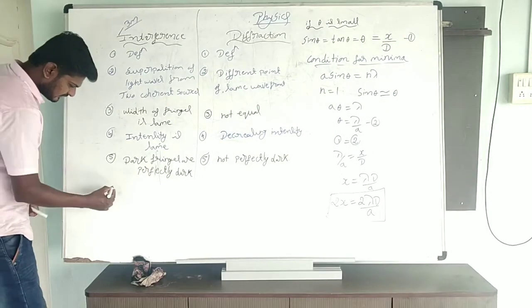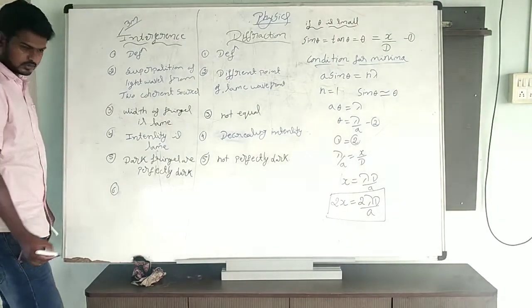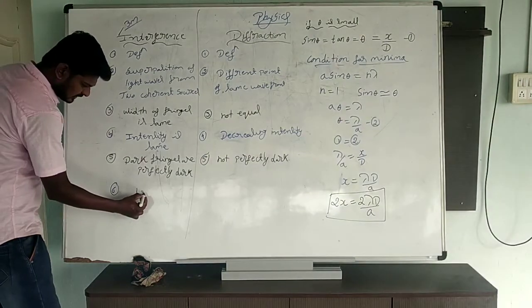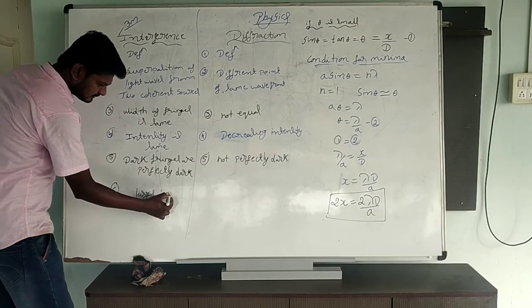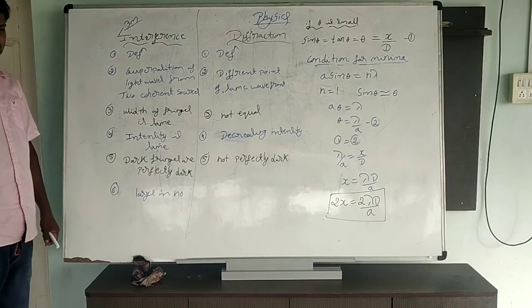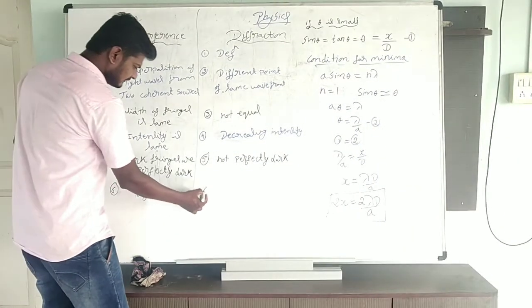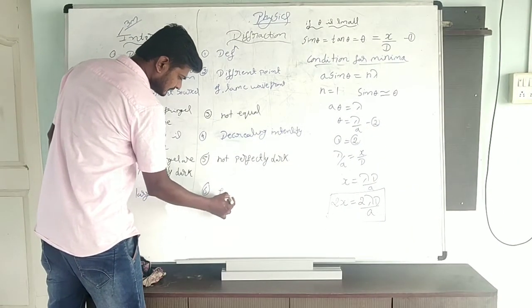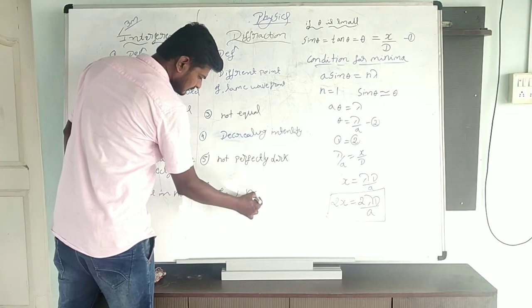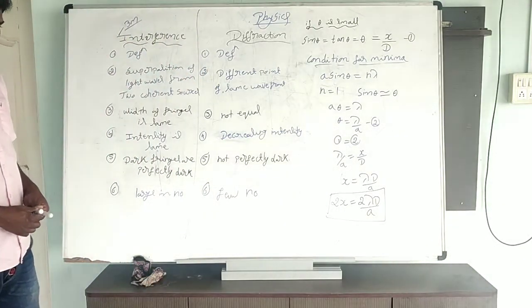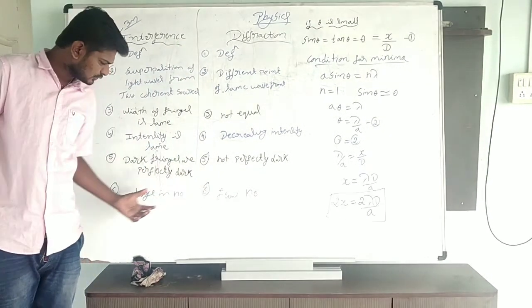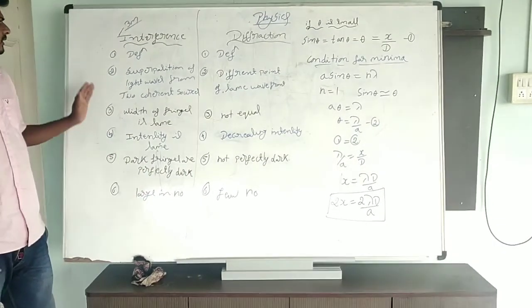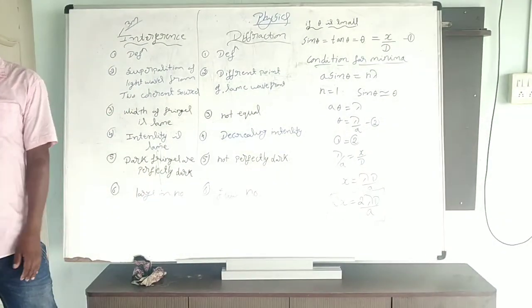Next one. In interference, the fringes are large in number. Here, the fringes are few in number. The number of fringes here it will be less, here it will be more. These are the differences between interference and diffraction.